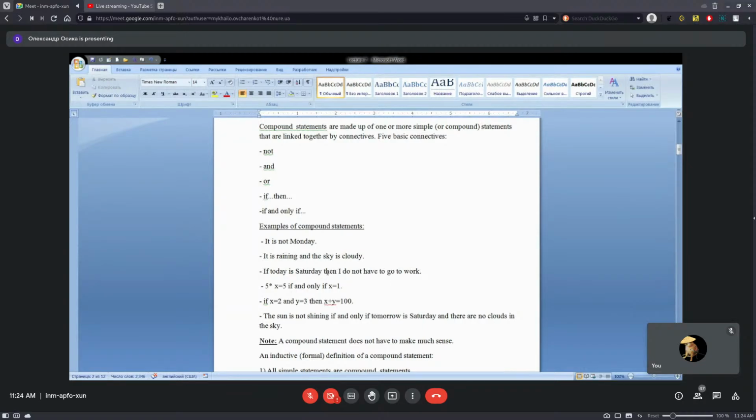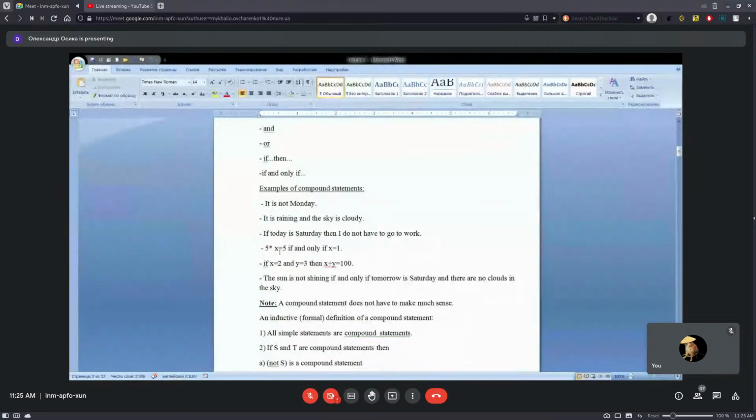Here, the if then connective connects 2 statements. Today is Saturday, simple, and the second statement is compound: I do not have to go to work, because there is a negation. It is a negation of a simple statement, I have to go to work. So simple and compound statements are connected by a connective into a more complicated, complex compound statement.